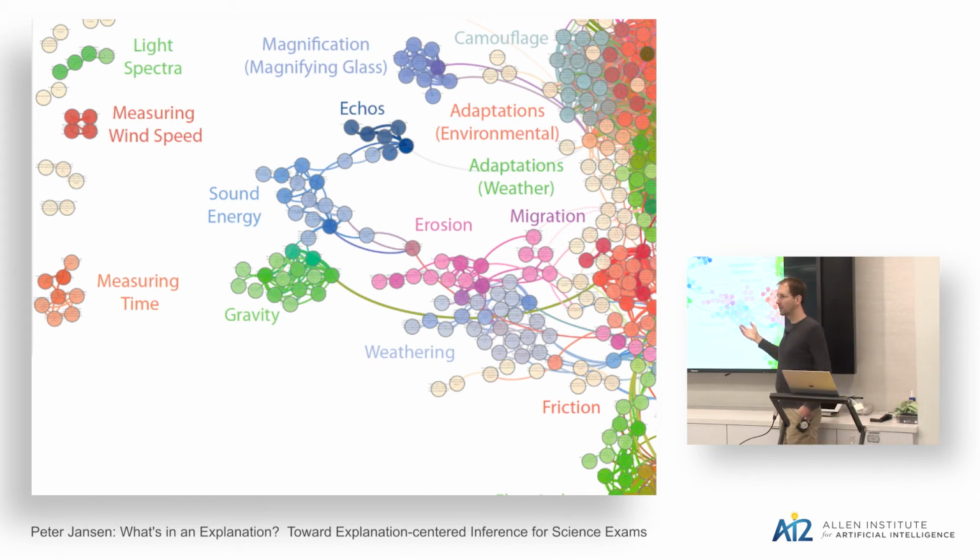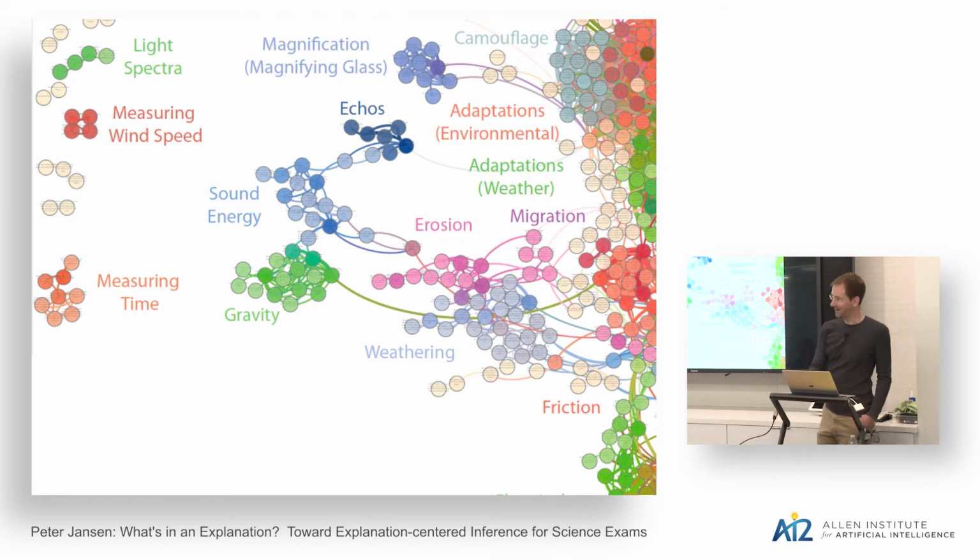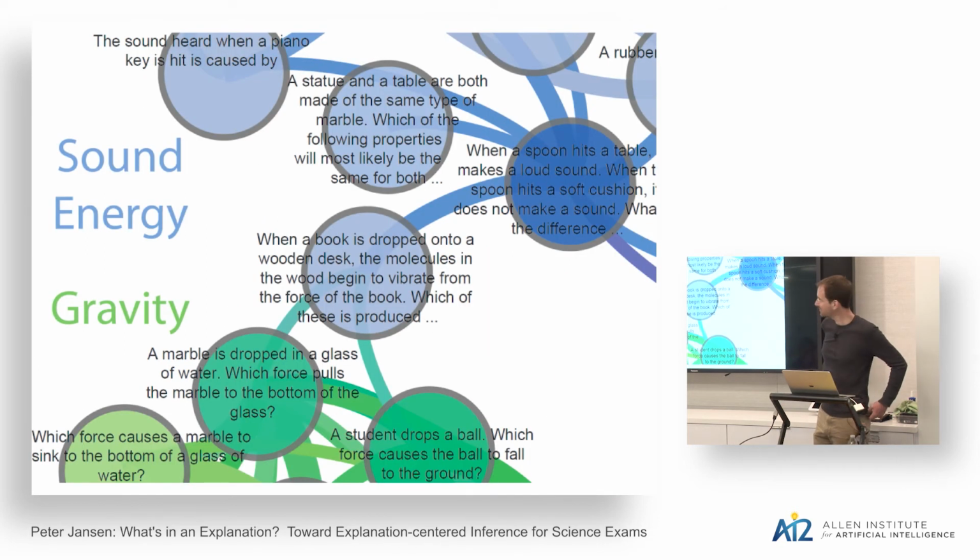Erosion and weathering, you might expect that there would be separate clusters that would have some shared knowledge. Different clusters for measuring time, measuring wind speed, since those tend to be their own. Sound energy and echoes, which again have a little bit of shared knowledge. This one's kind of interesting. I'm going to zoom in on it. Gravity and sound energy. Does anybody know why you would have those two clusters connected? Yeah. Gravitational waves in elementary science? I want to go to that elementary school.